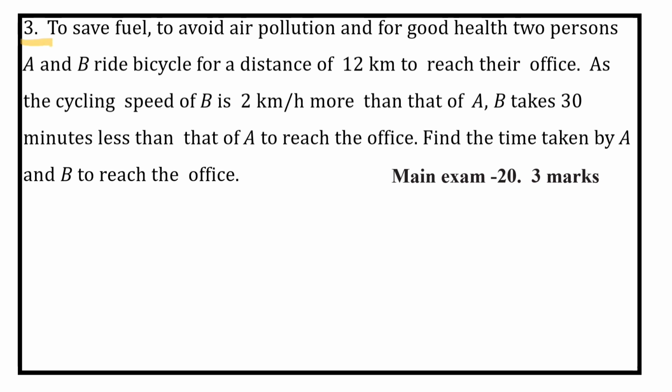The third question is taken from 2020 main exam question paper and it is a 3 marks question. To save fuel and to avoid air pollution and for good health, two persons A and B ride bicycle for the distance of 12 km to reach their office. As the cycling speed of B is 2 km per hour more than that of A, B takes 30 minutes less than that of A to reach the office. Find the time taken by A and B to reach the office.